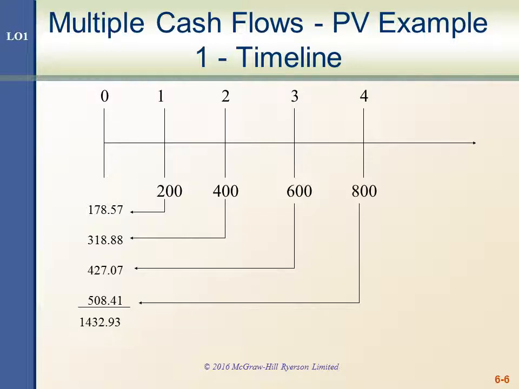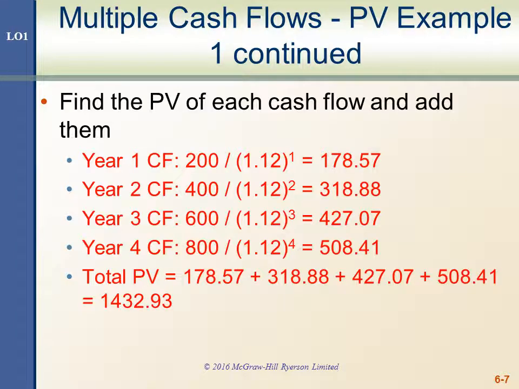And that's saying that if my required rate of return is 12%, then I am entirely indifferent between receiving $1,432.93 today or the promise of future cash flows of $200, $400, $600, and $800 in each of the next 4 years. So let's take a look at the formulas and how we would go about doing that.